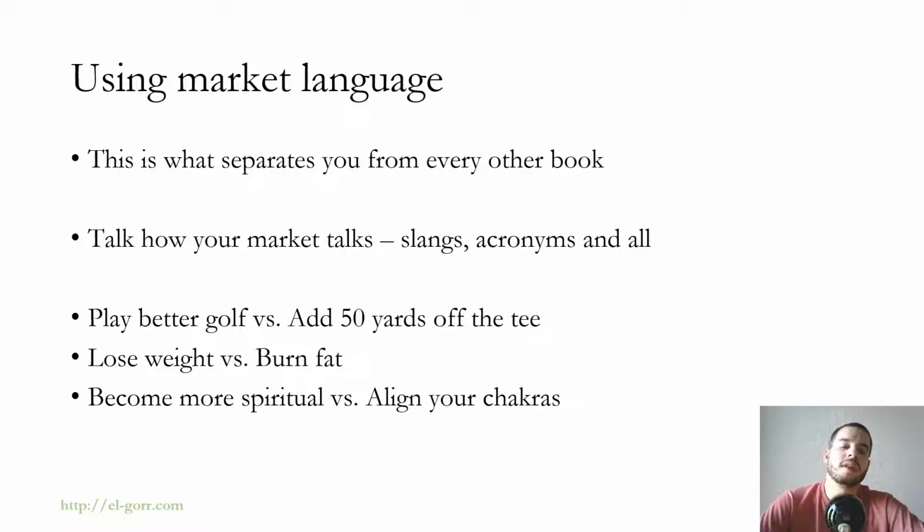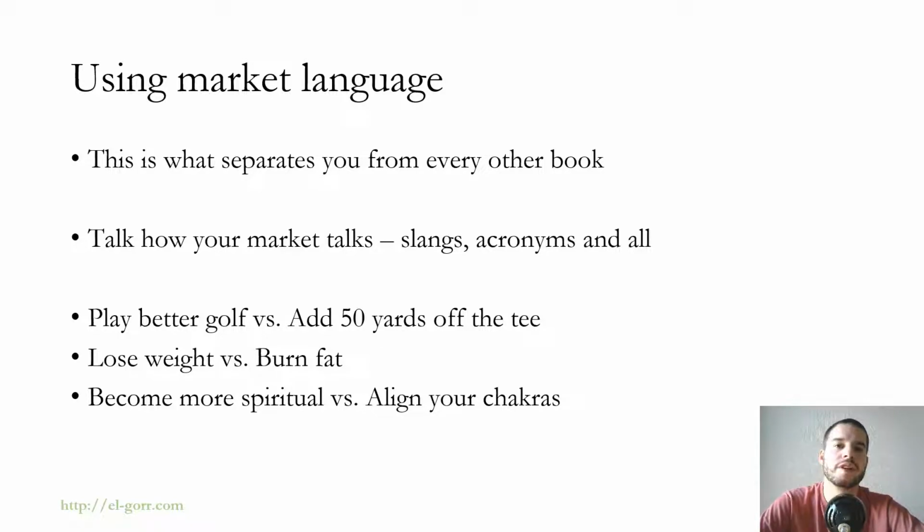By using market language, I mean talk how your market talks. Use the slang words that they use. Use acronyms that they use. For example, I've given 3 on the screen right now. The ones on the left are very, very vague terms. They don't really mean anything. The ones on the right are more targeted to your market.